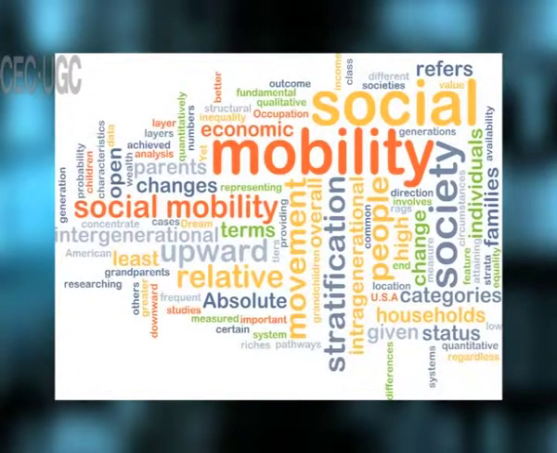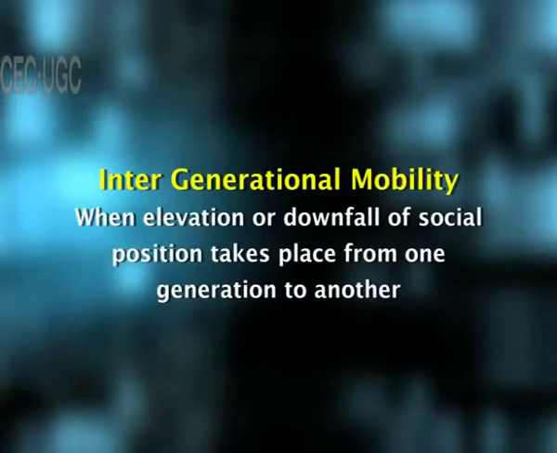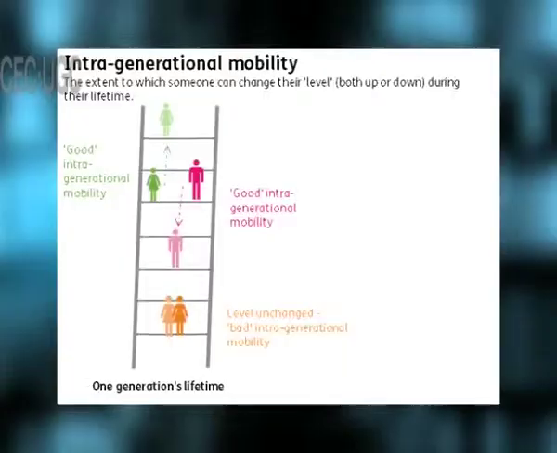Social mobility could be either intergenerational or intragenerational. Intergenerational mobility means when elevation or downfall of social position takes place from one generation to another. For example, a son of a clerk taking an occupation of some higher or lower rank.